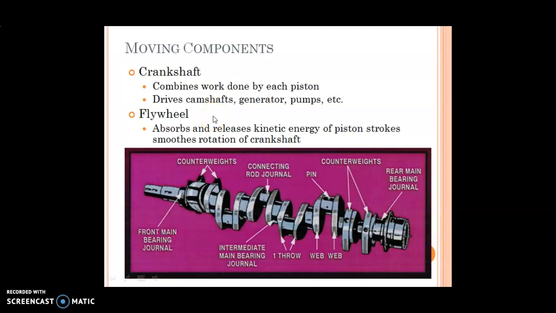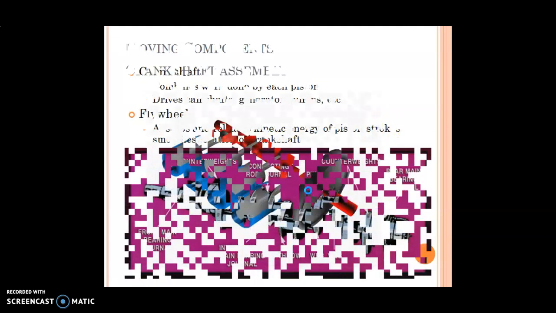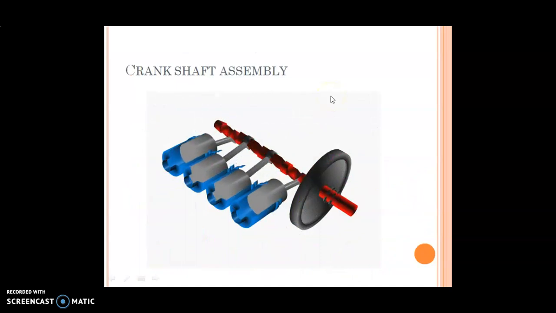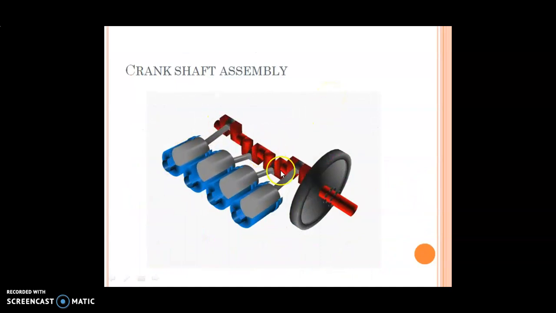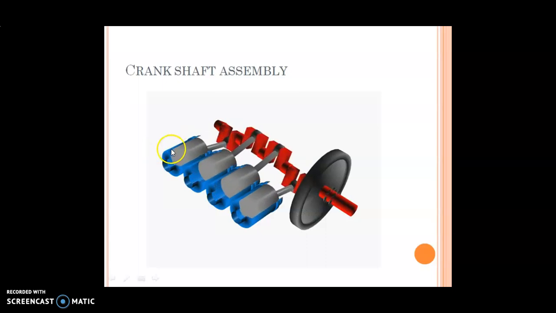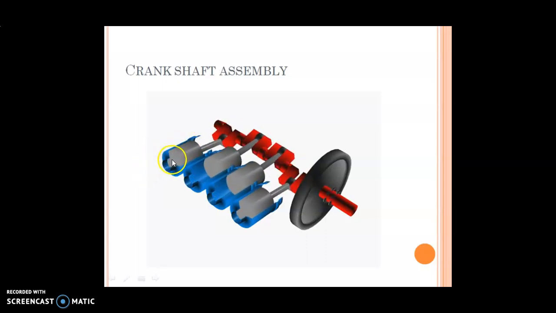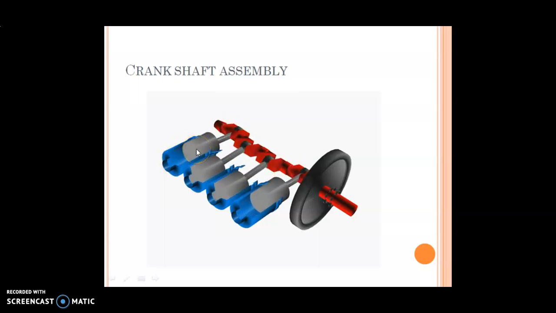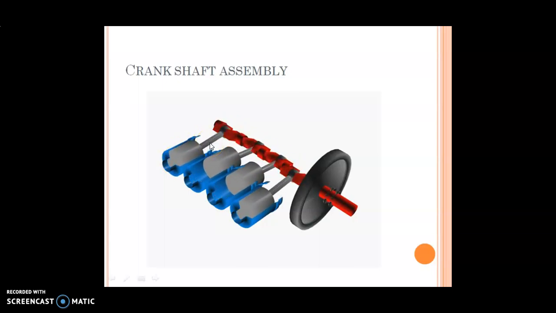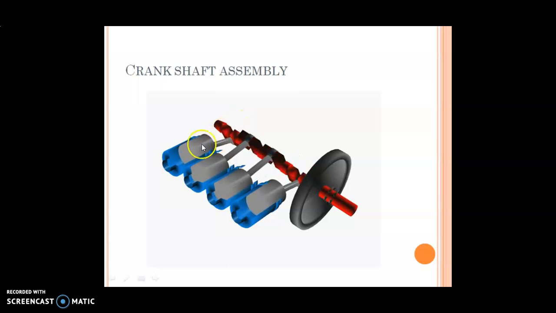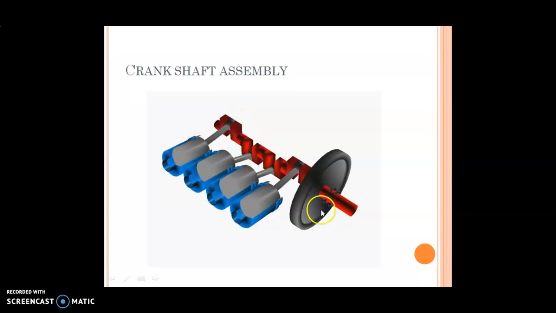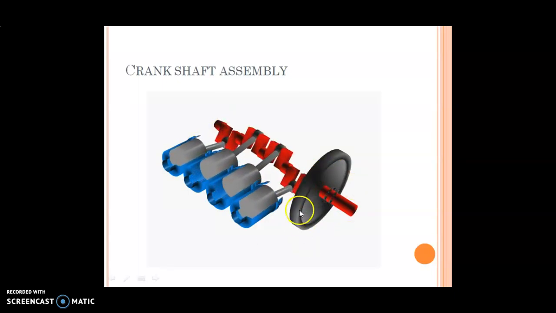Then the flywheel, which absorbs and releases kinetic energy of the piston stroke and smooths the rotation of the crankshaft. This is the crankshaft assembly. This is your crankshaft, and this blue color indicates the cylinder. Inside the cylinder we have a piston arrangement. The piston is directly connected to the crankshaft by means of the connecting rod. At the end of the crankshaft we have a flywheel.